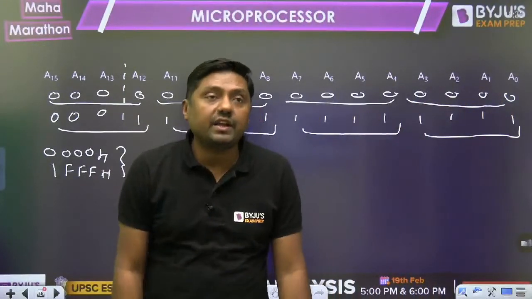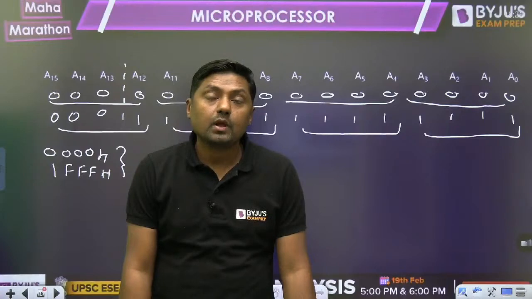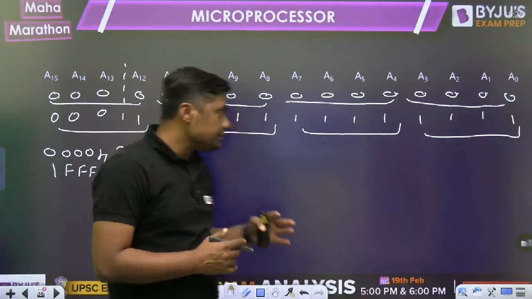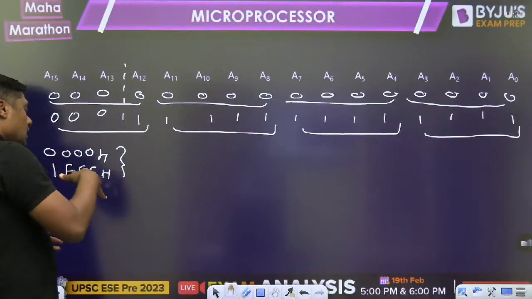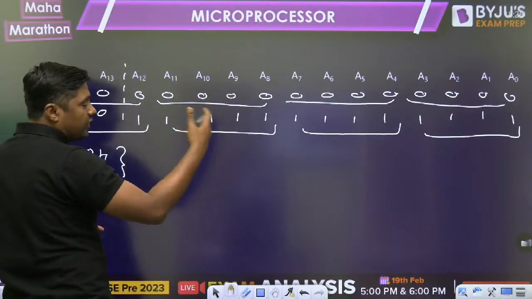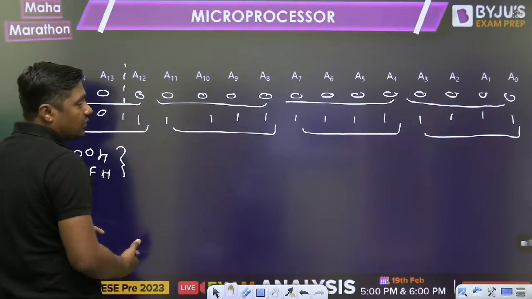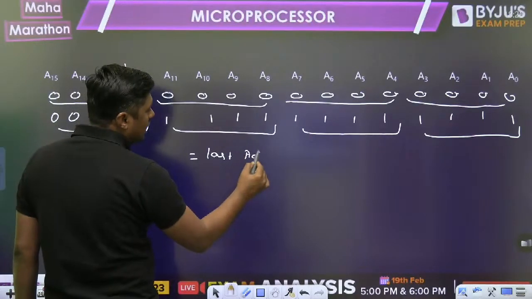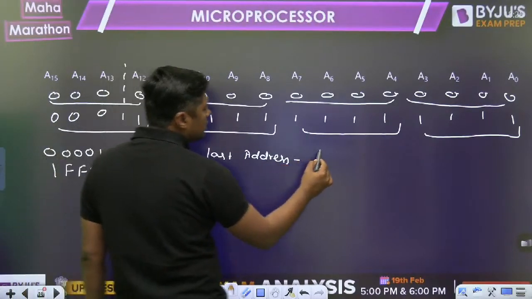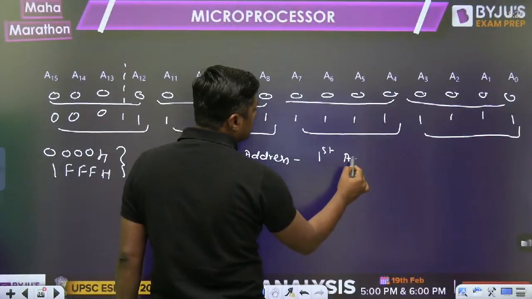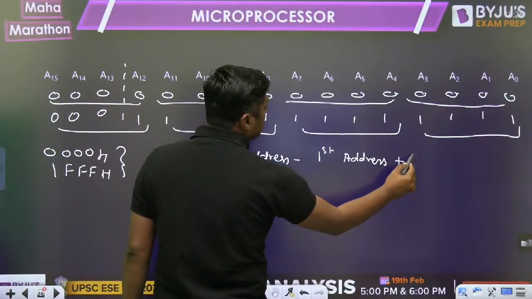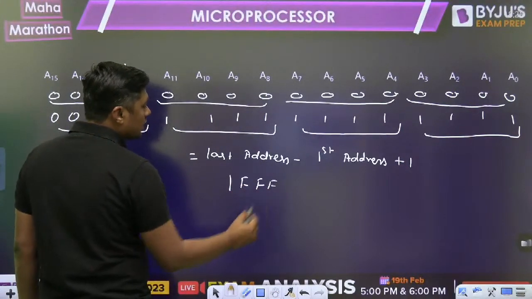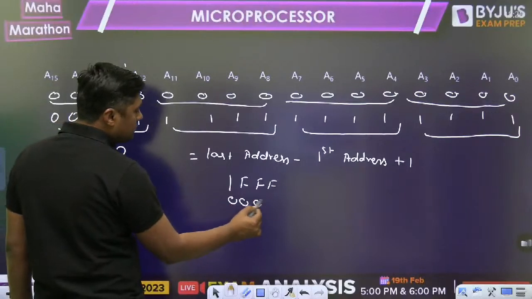In this way, we can find the range. Similarly, you can find the range for the third one. But what is the total capacity? First of all, you find the number of registers, the capacity of that particular memory. Always take the last address minus the first address plus 1. What is the last address here? 1FFFH. What is the first address? 0000H.